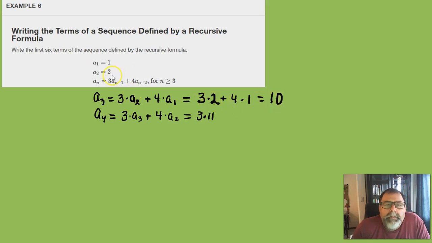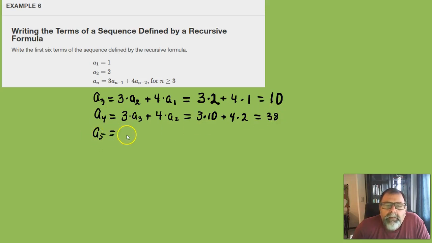Okay, so a sub 2: you do 3 times the one before it and 4 times the one two before it. So this would be 10 plus 4 times 2. So it'll be 30 plus 8, which is 38.